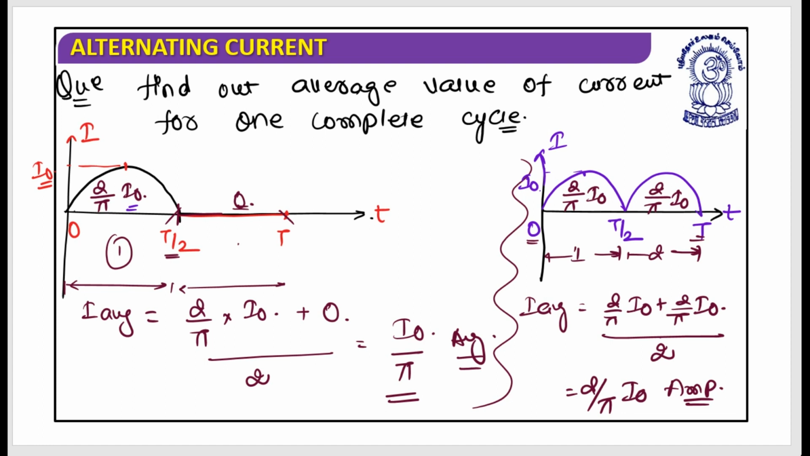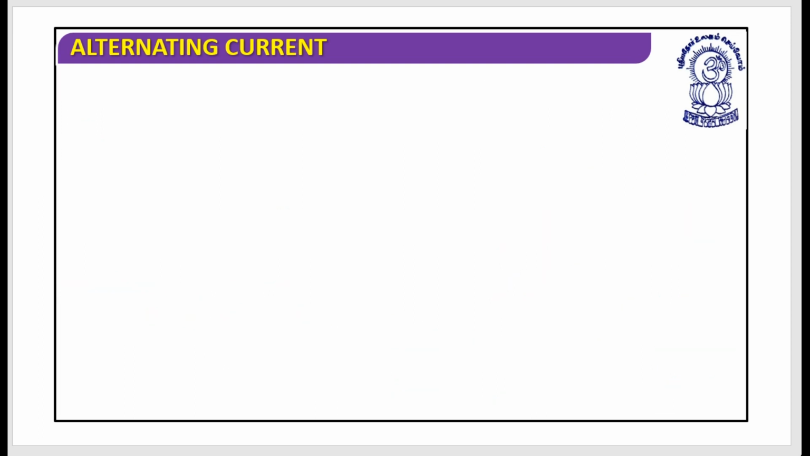Is it clear? Are you sure? Are you ready for one more? Let's have a look. The situation is something like this. This is I, this is t. The graph is something like this.